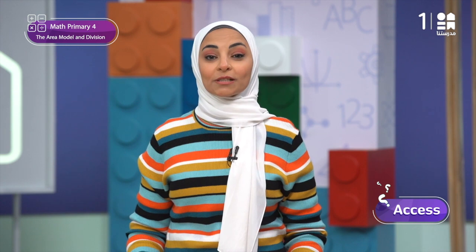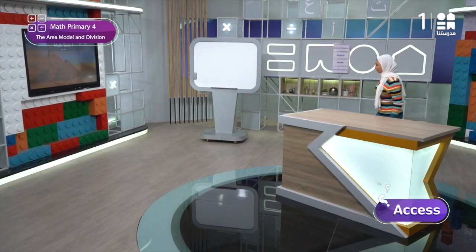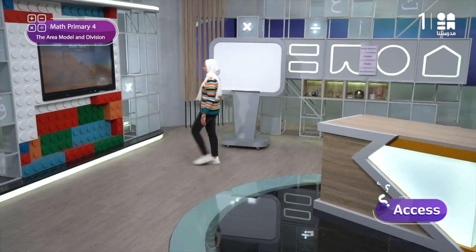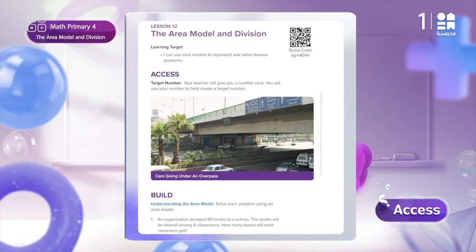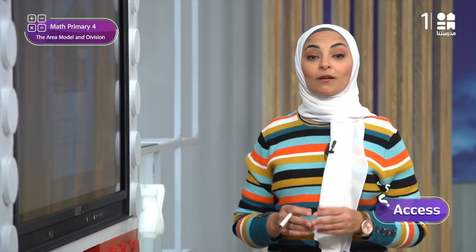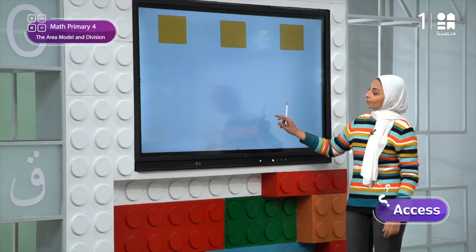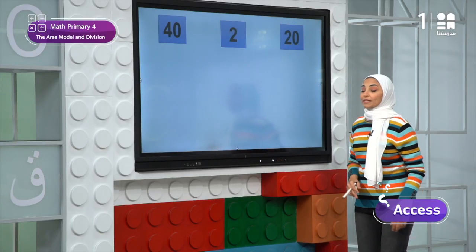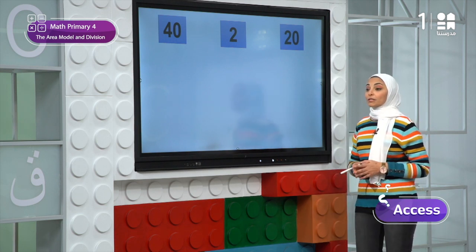But let's first refresh our minds and answer some simple mathematical operations in the access part on page 308 in your school book, which is called the target number. Let's see it all together. Okay, here in the target number activity, if I gave you a group of numbers and I asked you to use addition or subtraction or multiplication or division to create a specific number, like 40 with 2 and 20. Let's see. Now if you have 40 with 2 with 20. How can we use the mathematical operations with these numbers to form number 100?